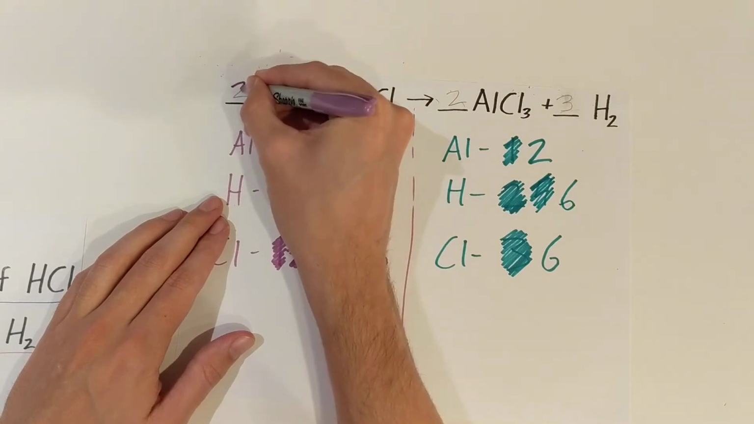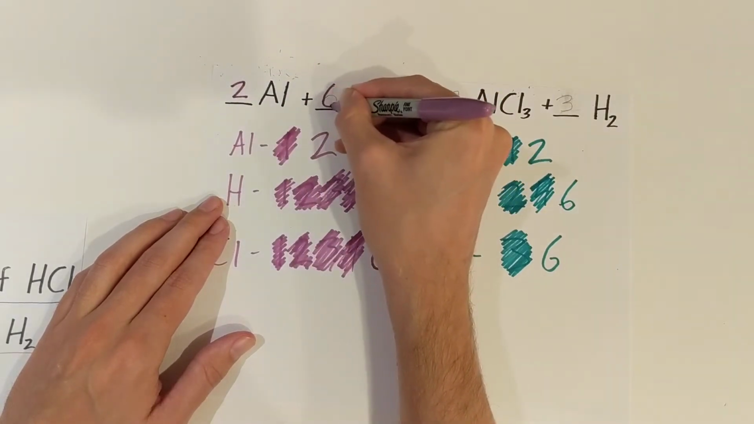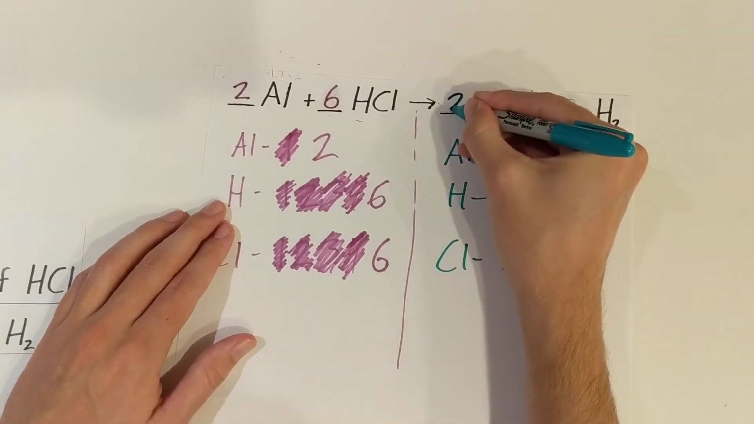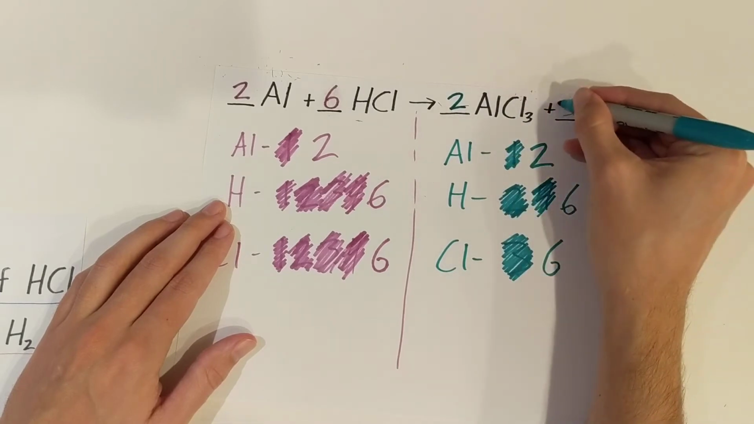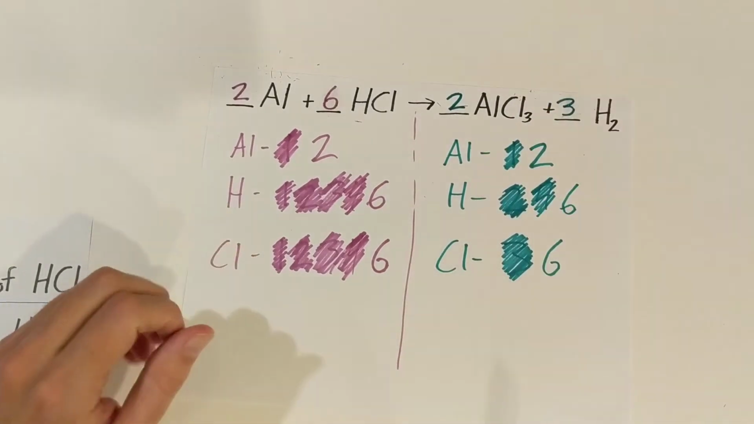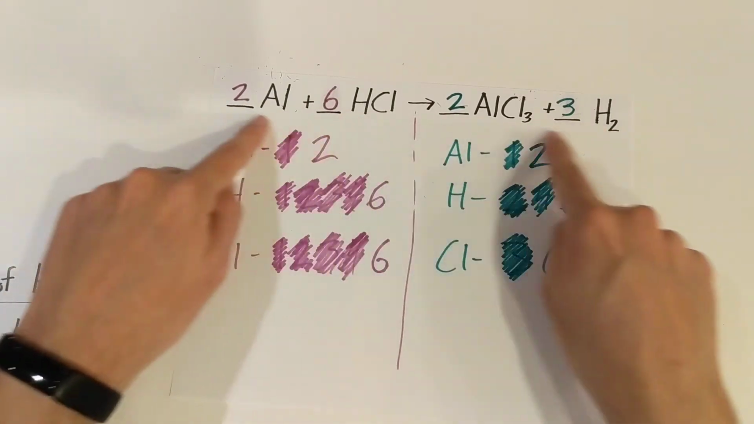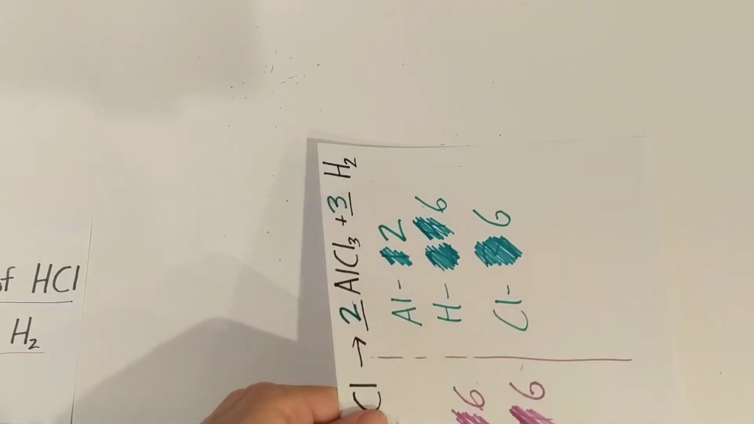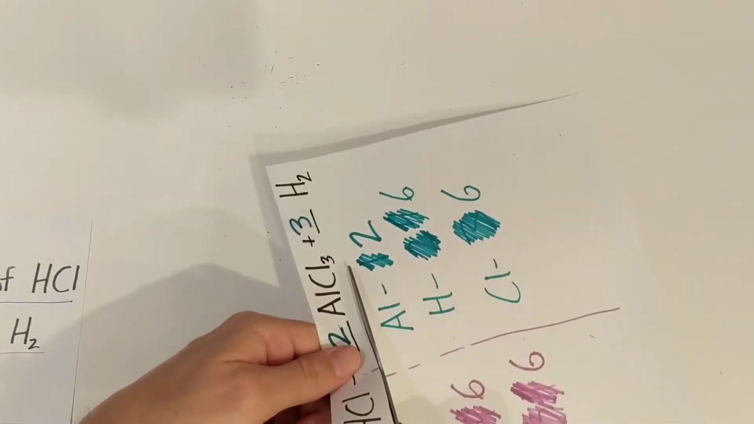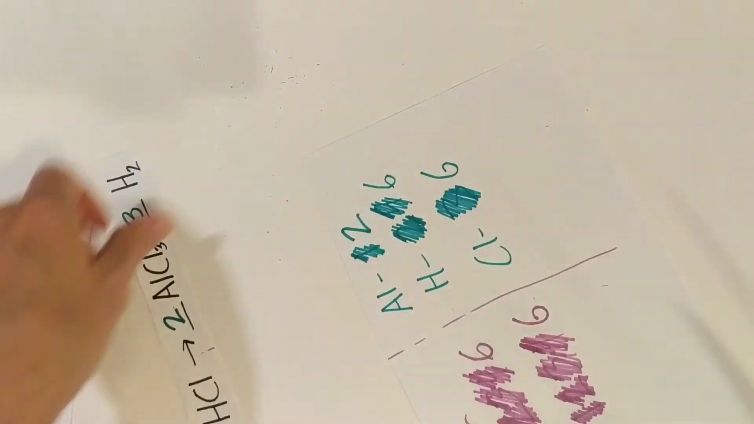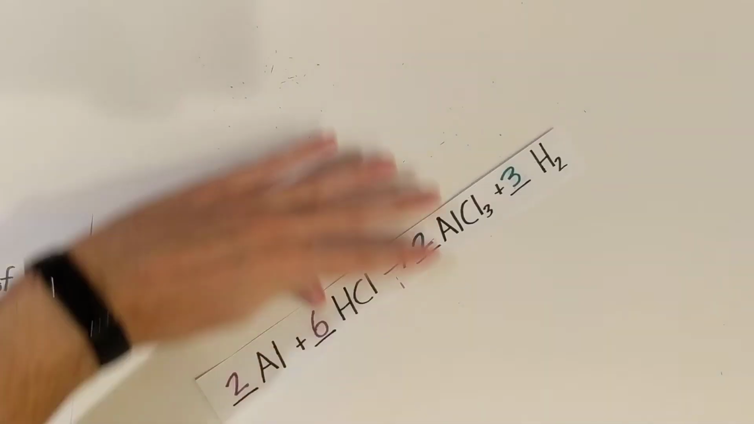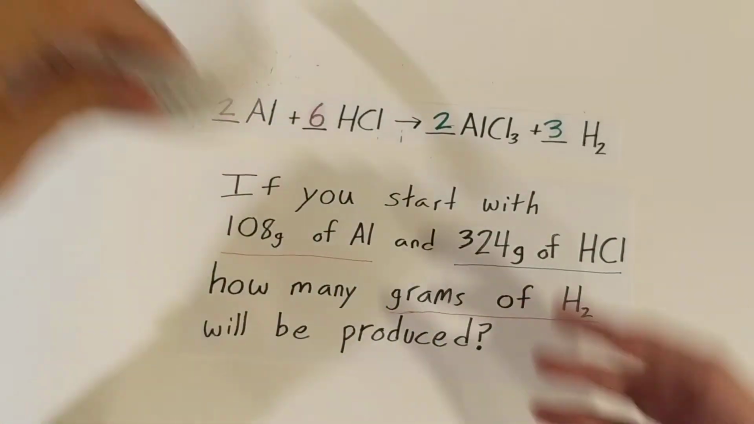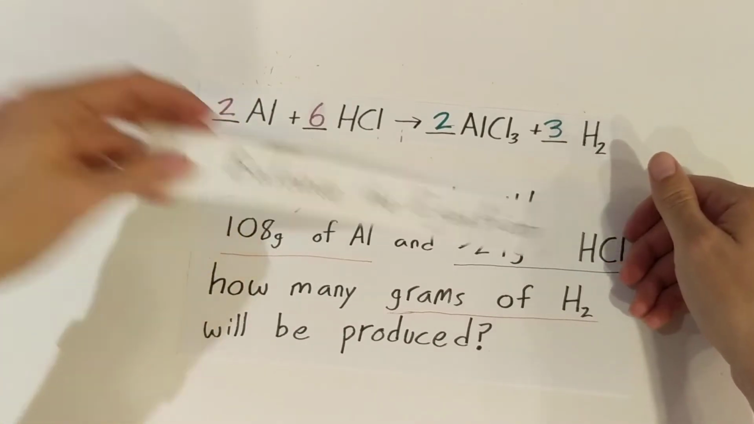Our coefficients: we got 2 aluminum and 6 HCl react together to become 2 aluminum chloride and 3 hydrogen. We're going to be using these, and I'll even cut this out because we're going to be using it a lot, so I want to be able to move it around. We're going to be using this balanced chemical equation to help us answer this question. So that's that first thing we did. We now have that balanced equation. So now let's jump to our next step.